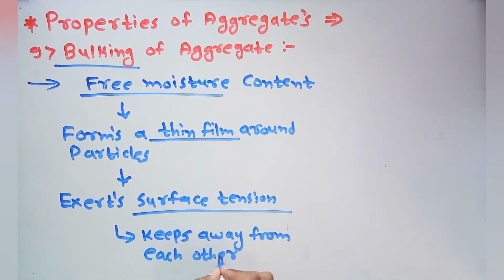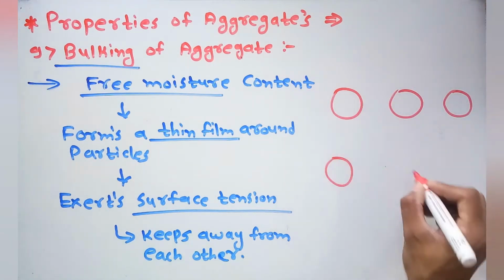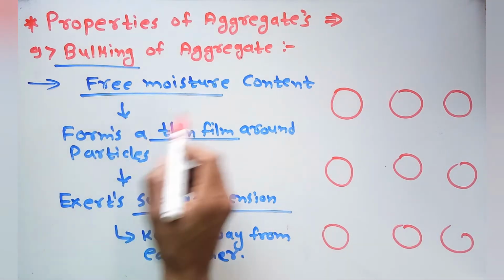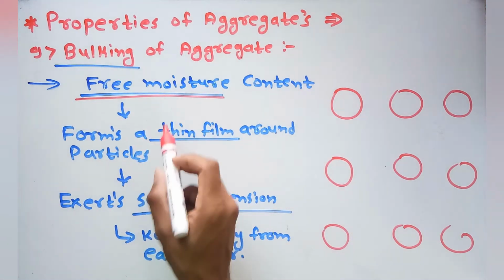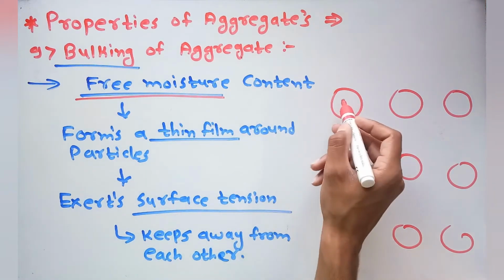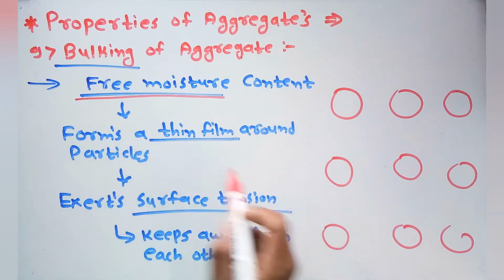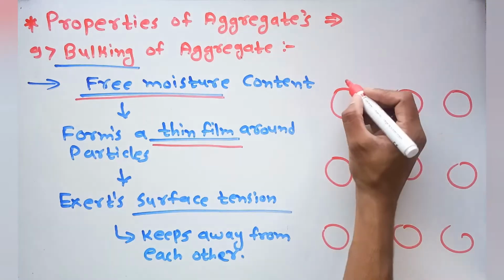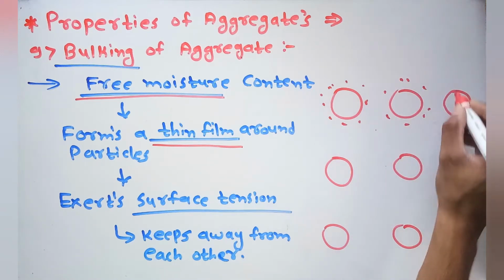So we will discuss this diagrammatically. Suppose these are some particles of aggregates. As we mentioned, bulking of aggregate is caused by free moisture. When aggregates are exposed to free moisture, it forms a thin film around the particles. So thin film formation occurs around these particles. These are the thin films formed due to free moisture content.